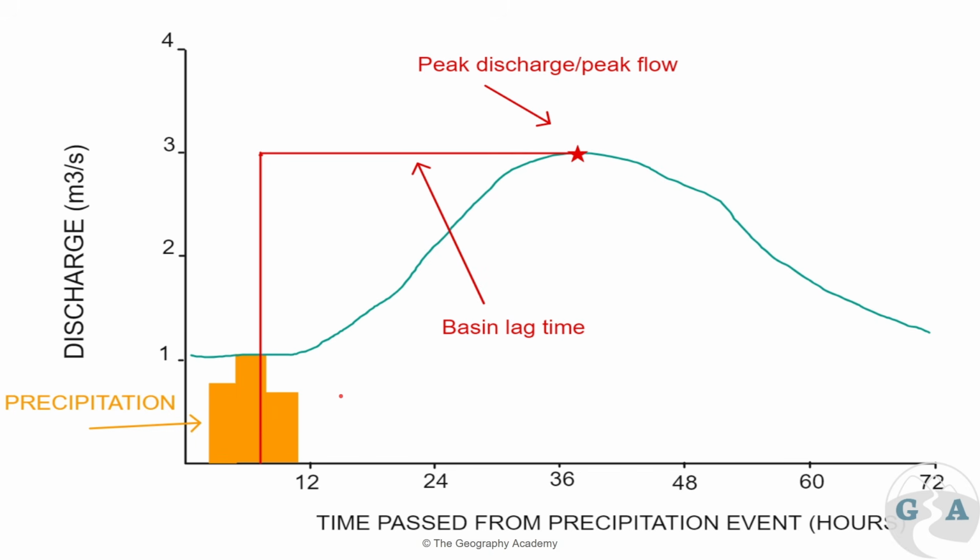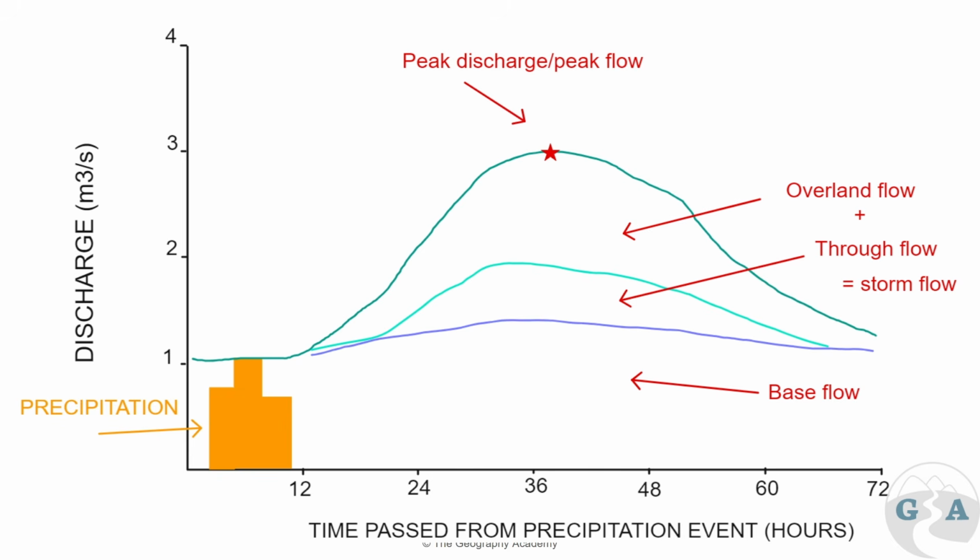What we're looking at then is also the lag time. How long in hours did it take to react to the precipitation event? So the basin lag time is going to be the point from peak precipitation to peak discharge. Okay, let's have a look at a couple of examples.